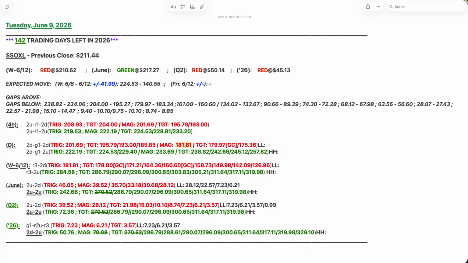And then to the upside, we have that 212 up triggering at 219.53, magnitude being 222.19. And then we've got some extended targets out here should we continue with some momentum, right?